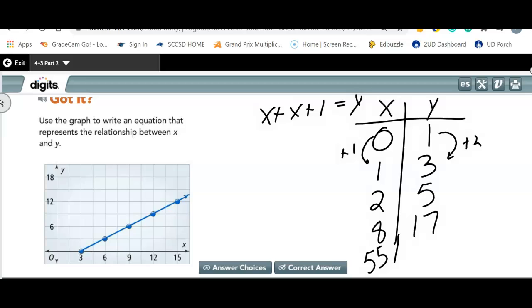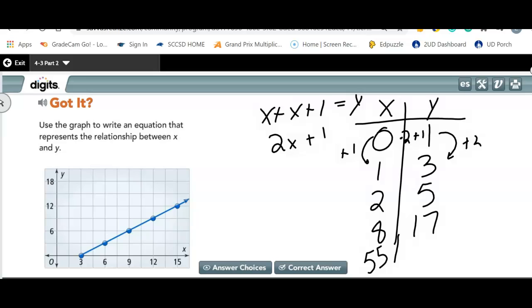Remember, x squaring is multiply by multiply, x times x. What is x plus x? Repeated addition is, Tyson? 2x. 2 times x plus 1. So you ready? 1 times 2 plus 1. What's 0 times 2? 0. Plus 1. 1 times 2 altogether. Plus 1. 2 times 2. Plus 1. So the equation is 2x plus 1 equals y.